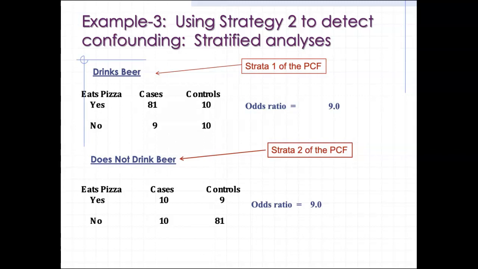Now, to determine whether drinking beer actually confounds the relationship between eating pizza and heart disease, I need to compare the crude and the adjusted. So remember, you're going to use that formula. You're going to look at the crude odds ratio, subtract the adjusted odds ratio, and then divide that number by the adjusted odds ratio times 100% to see that percent change. If it's greater than 10%, I would conclude that, in fact, that variable is a confounder.